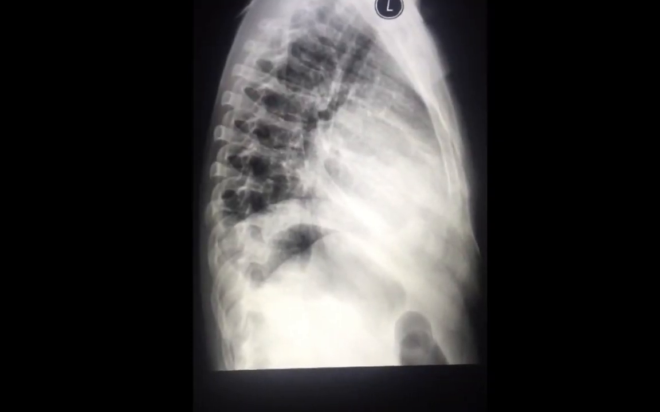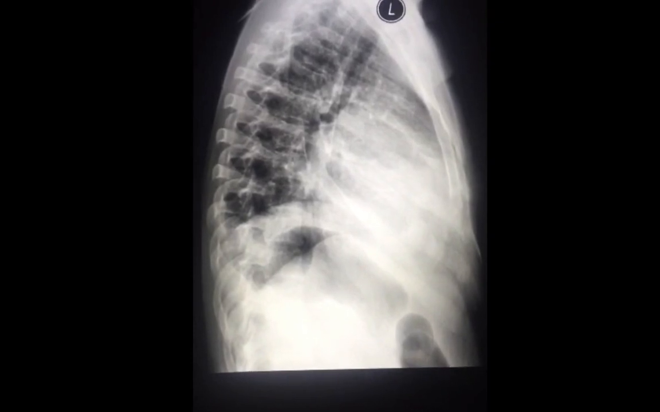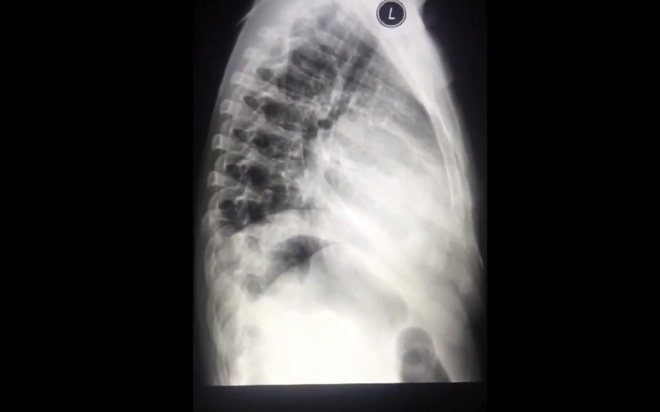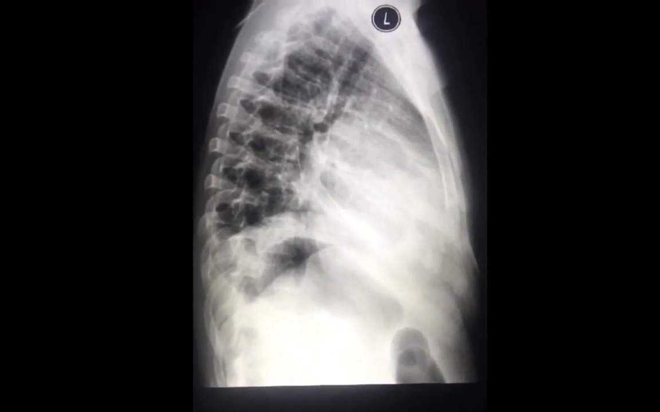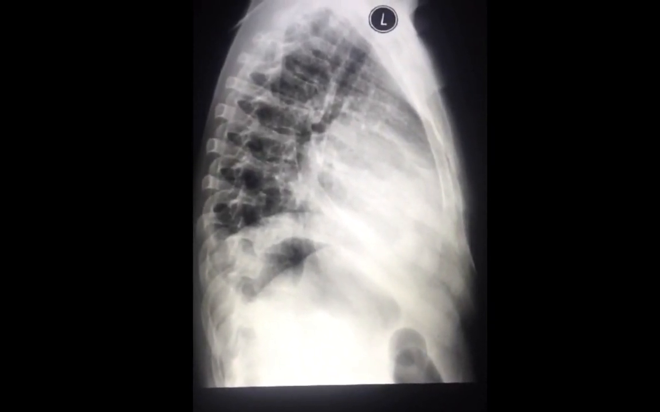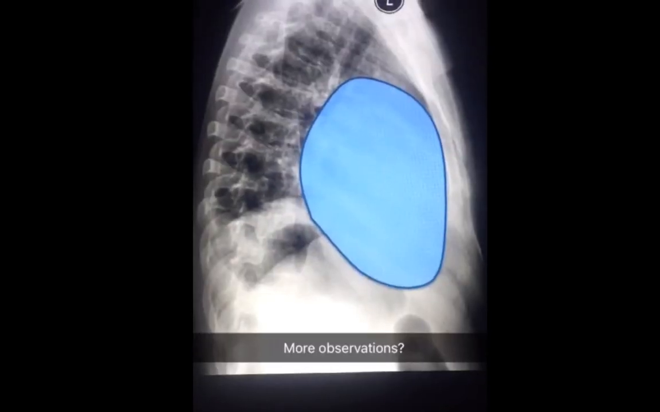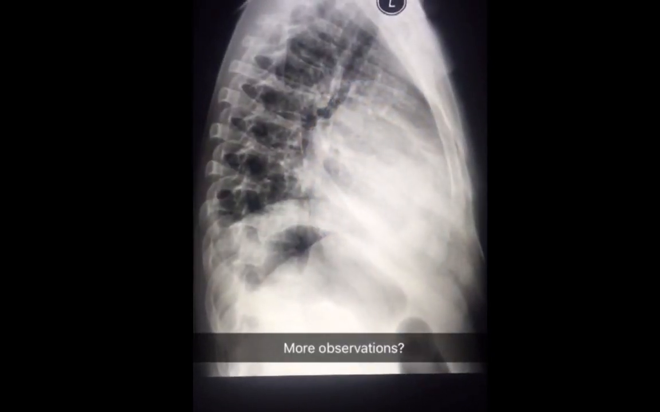You have seen the frontal chest radiograph, but our teaching point today is about the lateral chest radiograph. Whether it's the frontal or lateral chest radiograph, you probably noticed cardiac enlargement. However, have you noticed something else?